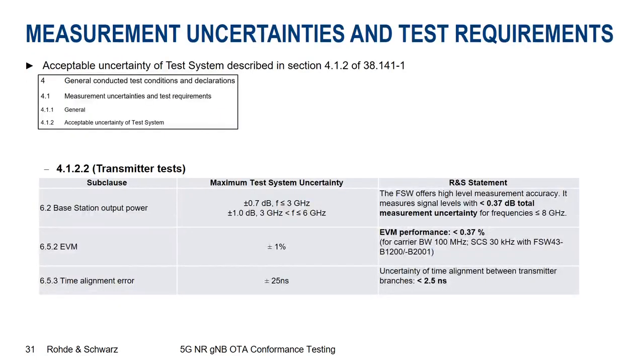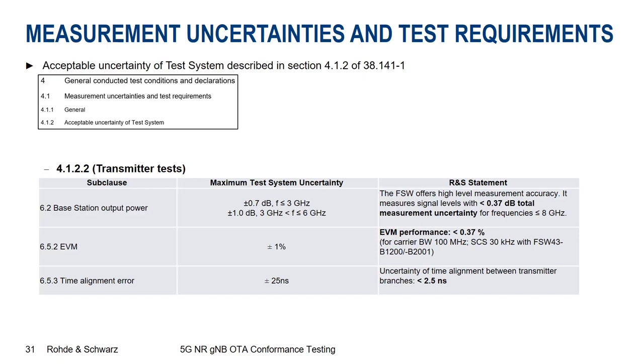The acceptable uncertainty of the test system is described in section 4.12, and here I only show an example on the required accuracy for transmitter tests, and also just a few parameters where I would like to demonstrate that the accuracy of the hardware is always much better than the required maximum test system uncertainty.